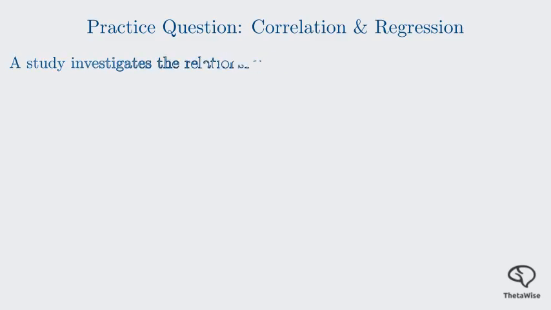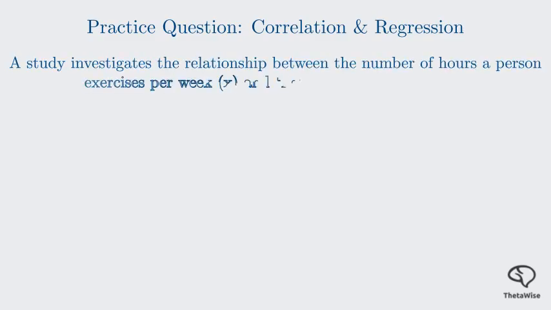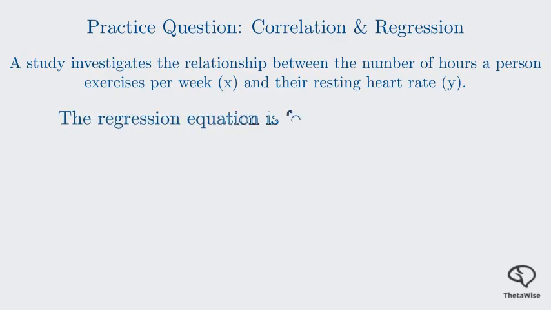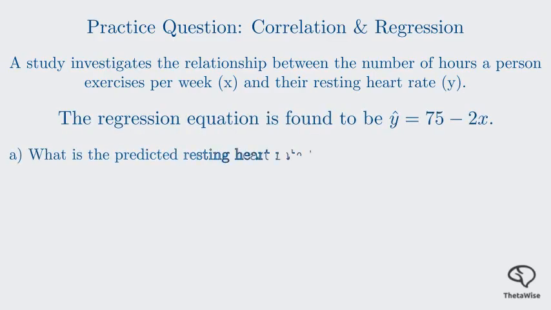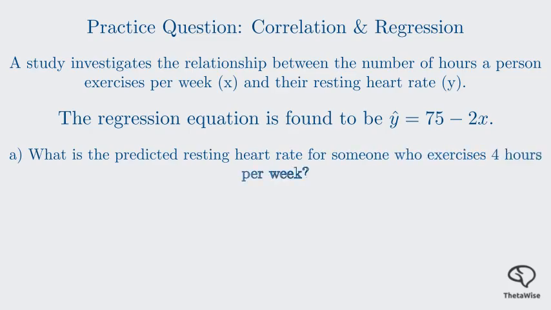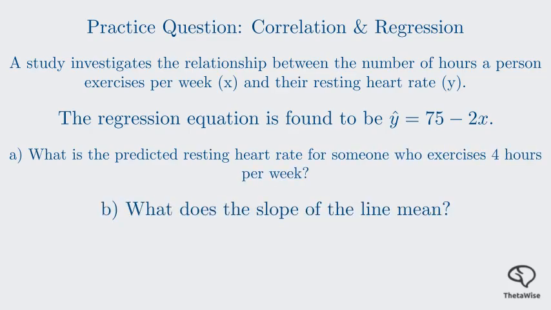Let's try a practice question on correlation and regression. A study investigates the relationship between the number of hours a person exercises per week and their resting heart rate. The regression equation is found to be y hat equals 75 minus 2 times x. What is the predicted resting heart rate for someone who exercises 4 hours per week? And what does the slope of the line mean? Again, pause the video and try to answer these two questions.